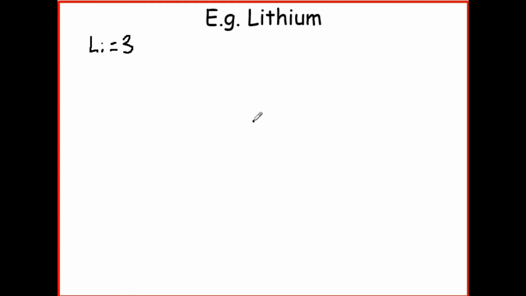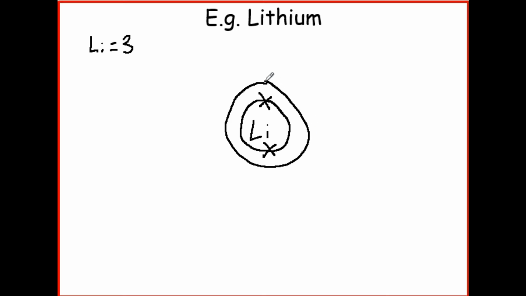Now we start off with our lithium, and we draw the first shell, the one closest to the nucleus. This one can hold up to a maximum of 2 electrons, and we draw those in with a cross. So we've already used 2 electrons, but that's all that shell can hold, and we need 3. We still have 1 more electron to go, so we add our second shell, and then we put our electron in there. So that's our actual diagram. We've got 2 electrons on the first shell, 1 on the second shell. That gives us our 3 in total.